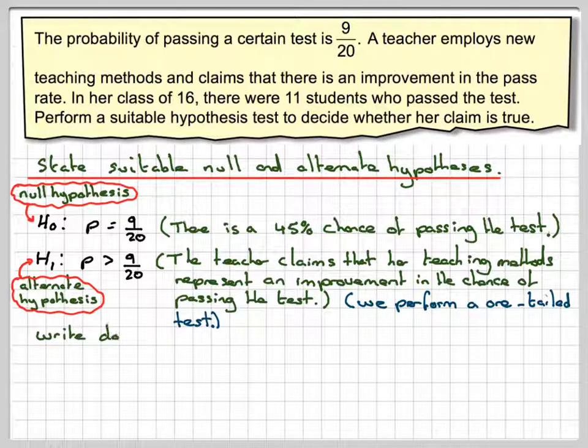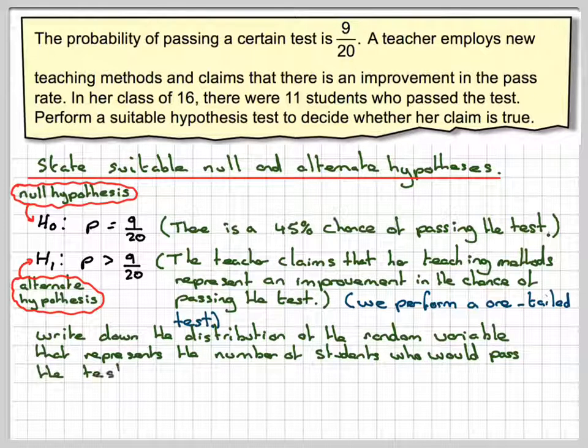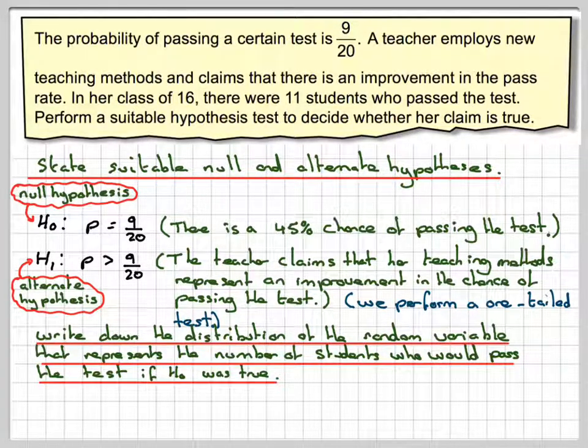Okay, the next step we've got to do is write down the distribution of the random variable that represents the number of students who would pass the test if H0 is true, if the null hypothesis is true. So the null hypothesis is that the probability of success is 9 out of 20. In her class there are 16. So therefore under H0, X belongs to a binomial distribution, 16 in total, and the probability of success is 9 out of 20.